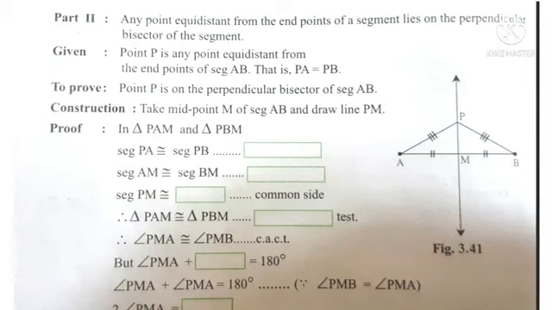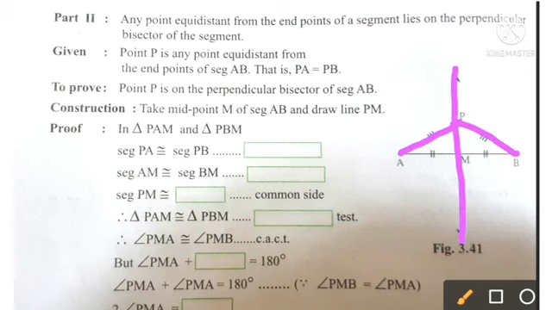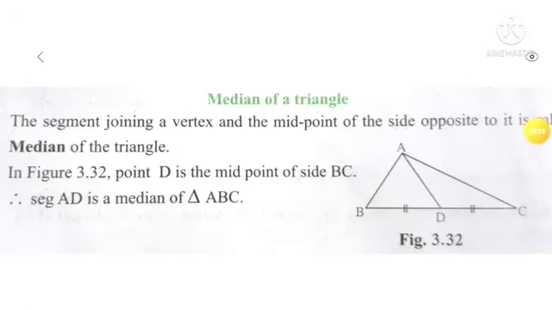Similarly, what is the converse? Any point equidistant from the endpoints of a segment lies on the perpendicular bisector. What is the converse? If a point is equidistant from the endpoints, then it will lie on the perpendicular bisector. Okay, now one more point is the median of a triangle.